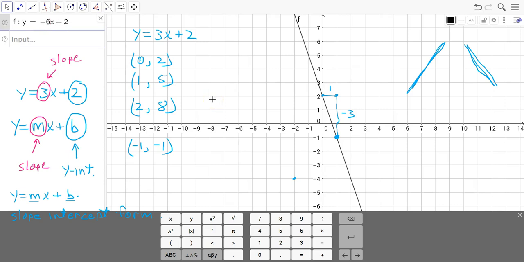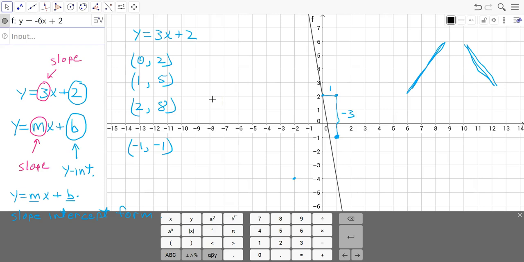And now if we hit enter, and there we go, we see our line is more vertical now. Notice how if we go over 1 unit now, we have to go down 6 units, 1, 2, 3, 4, 5, 6, to get back on the graph. So this distance right here would be negative 6 now. Alright, so that's a quick introduction to graphing equations of lines.